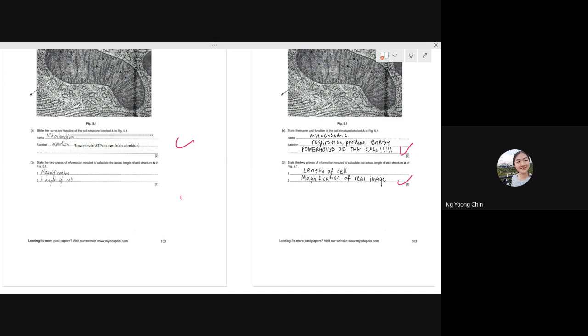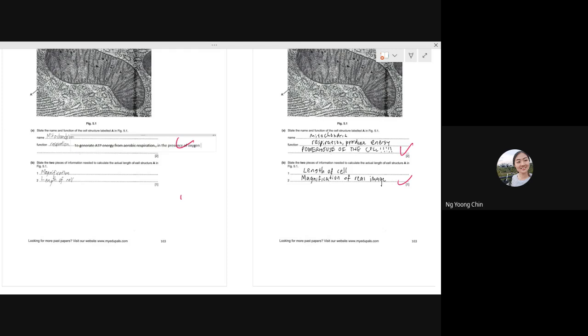Aerobic respiration, yes. Only aerobic respiration takes place inside the mitochondria. Please always remember that. We have two kinds of respiration: one is aerobic, one is anaerobic. Aerobic means in the presence of oxygen.